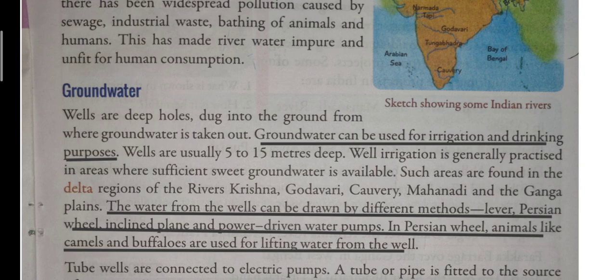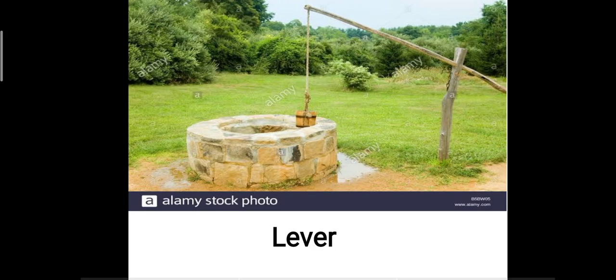First is lever method, second is Persian wheel, third is inclined plane, and fourth is water pump. I will show you how these things look. So this is the lever method through which the water can be taken out from the well. I am sure you must have seen it. So this method is known as lever method.